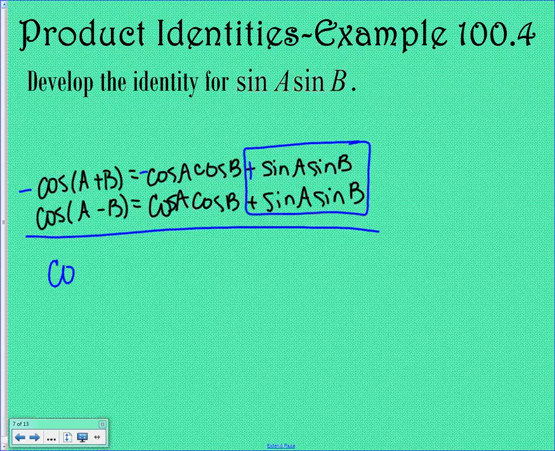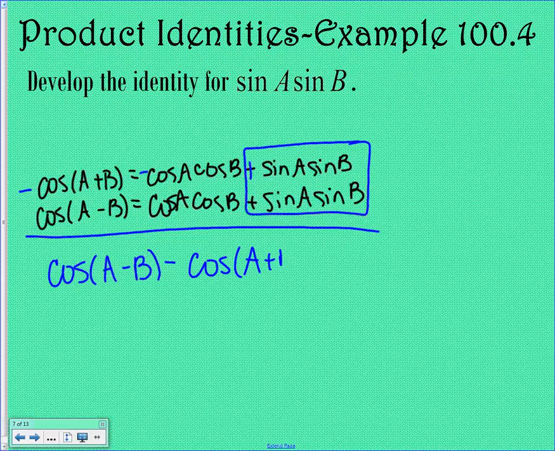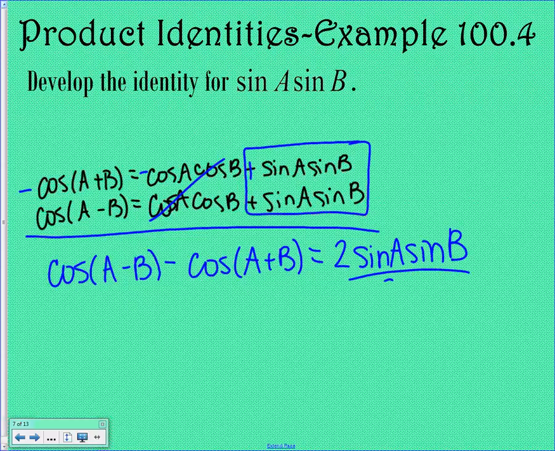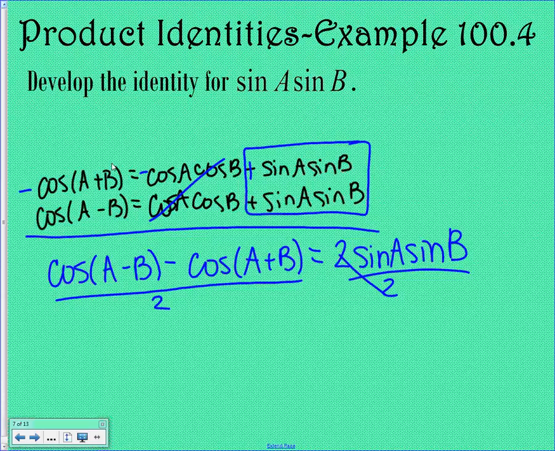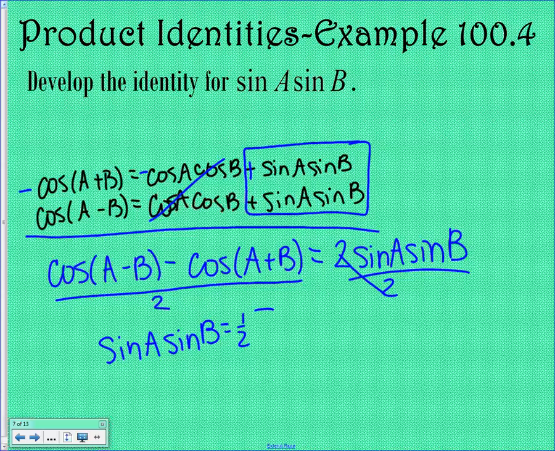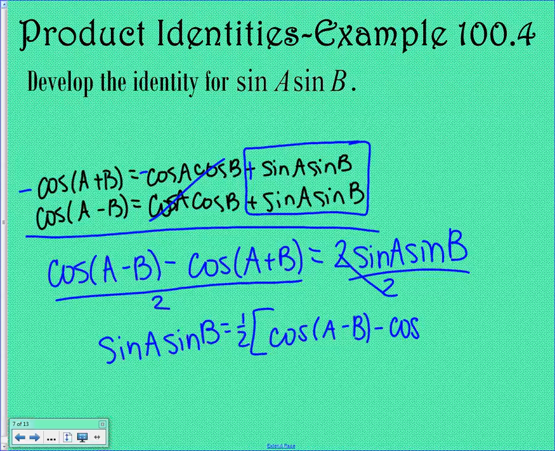So I would have the cosine of a minus b minus the cosine of a plus b equals, the cosine of a, cosine of b cancels, and then you have 2 sine of a, sine of b. So you'll divide by 2. And we have that the sine of a times the sine of b equals 1/2 the cosine of a minus b minus the cosine of a plus b. And so that would be the development for the sine of a times the sine of b. Okay, so that's how you would develop those product identities.